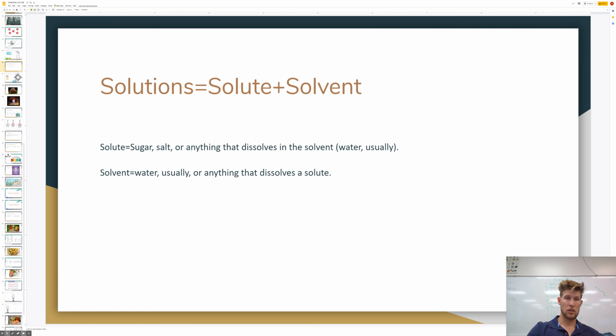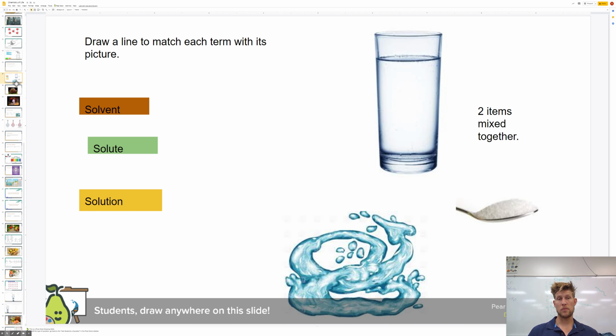So let's look at our next little assignment. I want you to show me that you know what a solution, a solvent, and a solute is. So you drag and drop these labels where you think they go, and that's it.